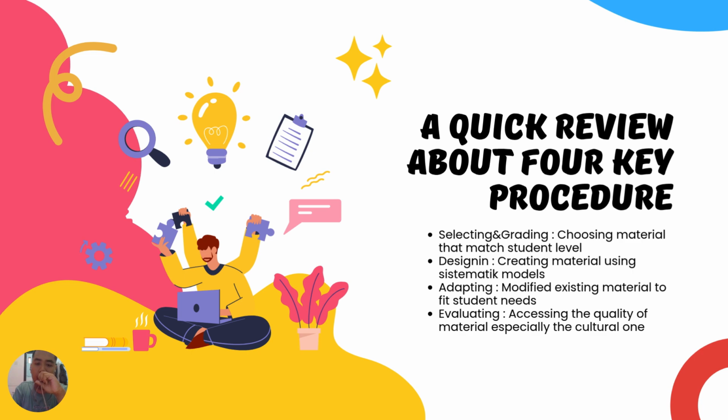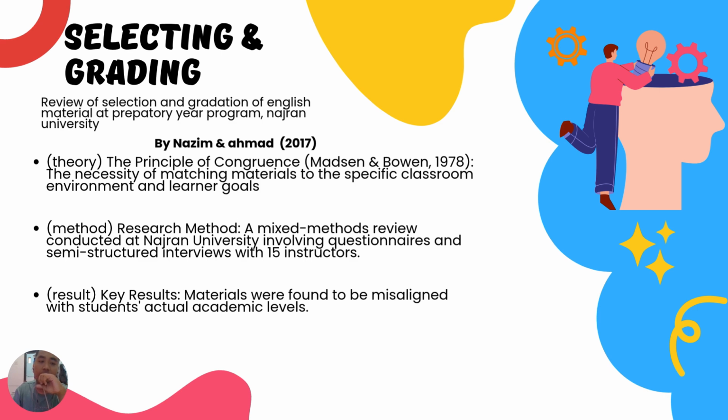Here's a quick review about the key procedures. Selecting and creating is about choosing material that matches the system level, and designing is creating material using existing systematic models, and adapting is to modify existing material to fit the needs. And lastly, evaluating is assessing the quality of material, especially the cultural aspect. Okay, let's get into the first one, selecting and creating.